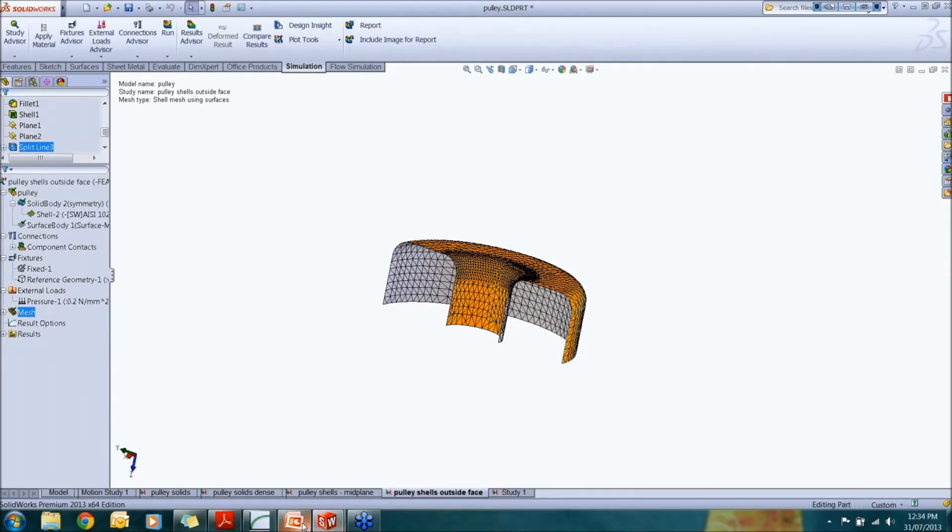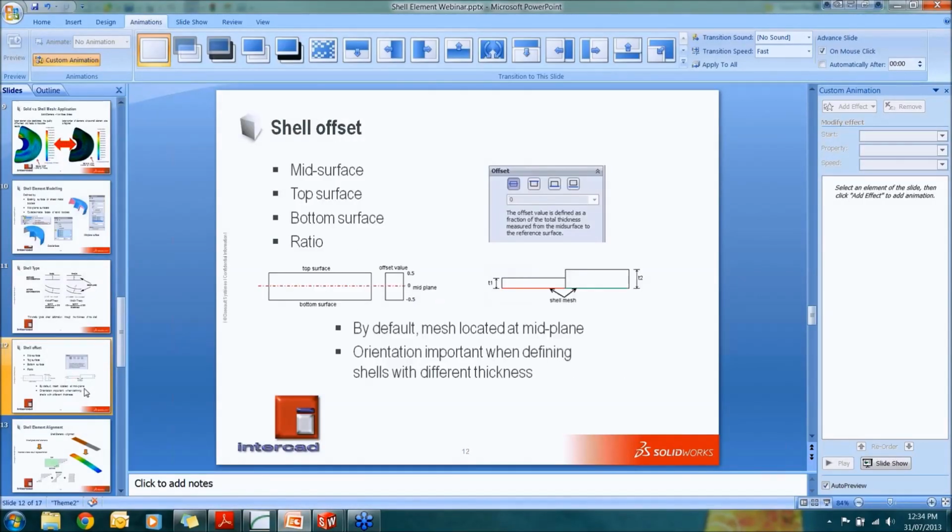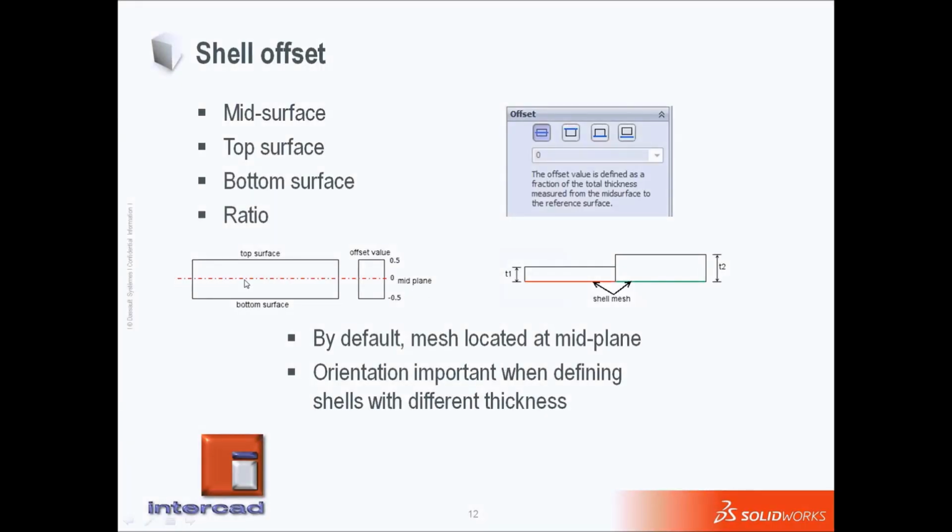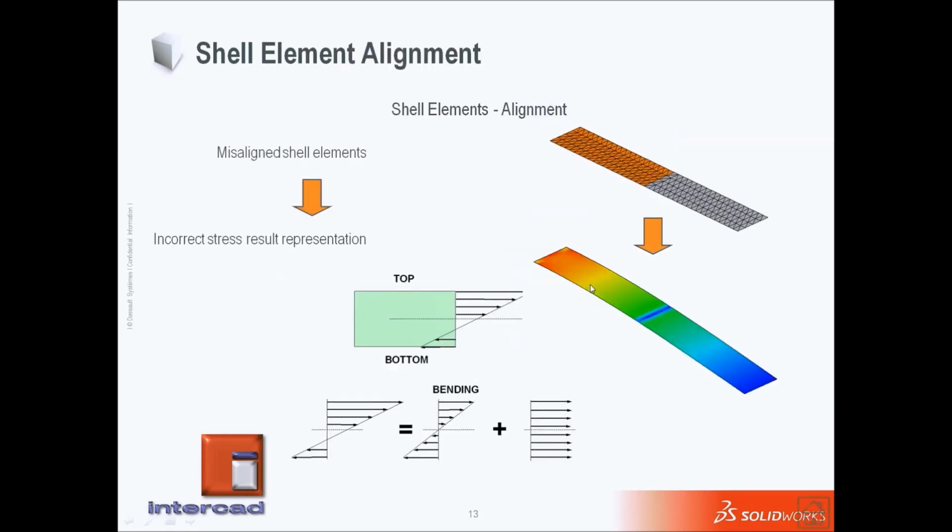Before we make the run, there is a very important notice here. So this is what we actually explained now, where if you select the mid plane and you offset by 0.5 or minus 0.5, then this is how you create it. But a very important note is that if the parts or the assemblies have different thickness, we have to make sure the shell meshes are aligned correctly. A very good example of this is shown as a simple example here.